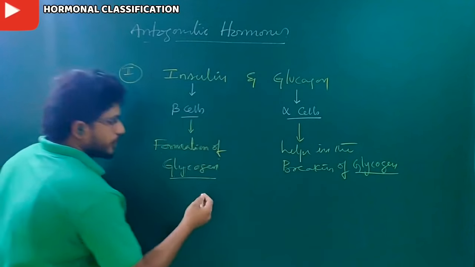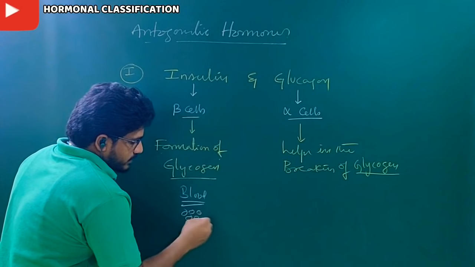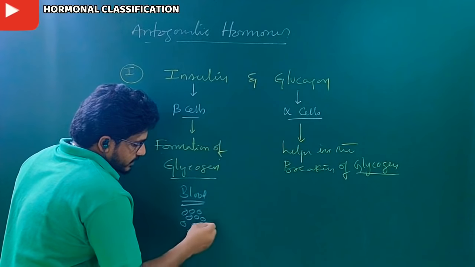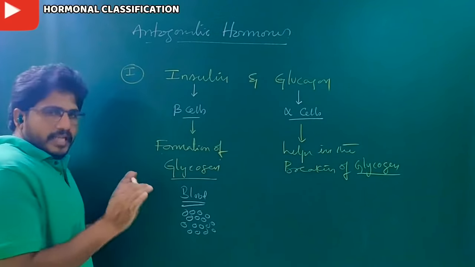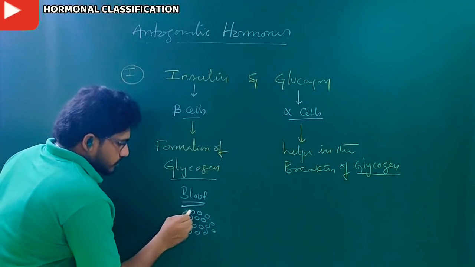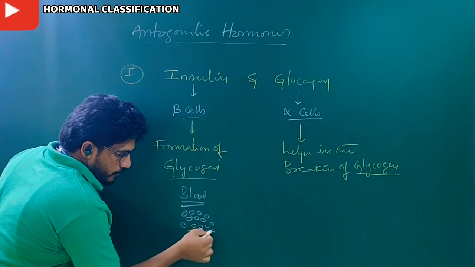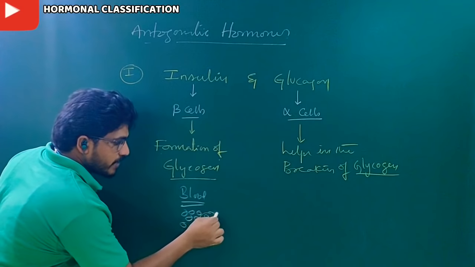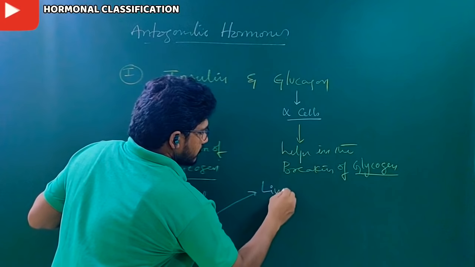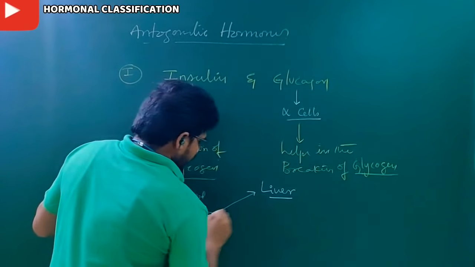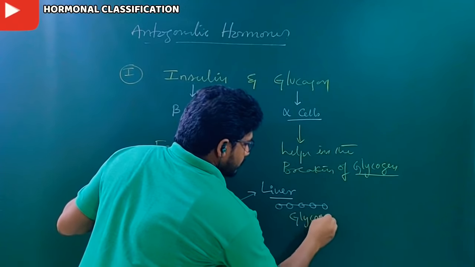Let me explain in depth. When the glucose level in the blood is increasing and exceeds the normal, suppose 10 glucose molecules should be present in blood: 1, 2, 3, 4, 5, 6, 7, 8, 9, 10. But another 1, 2, 3, 4, 5 are there. These 5 are extra. So these 5 will be picked up by insulin and go to the liver, and in the liver all these 5 will form what is called glycogen.